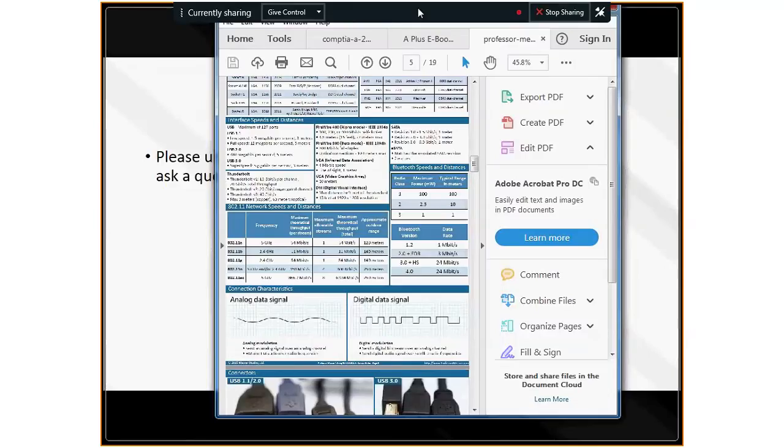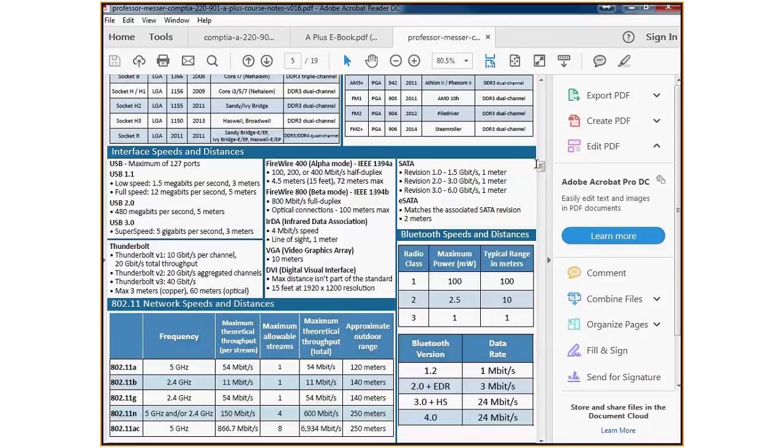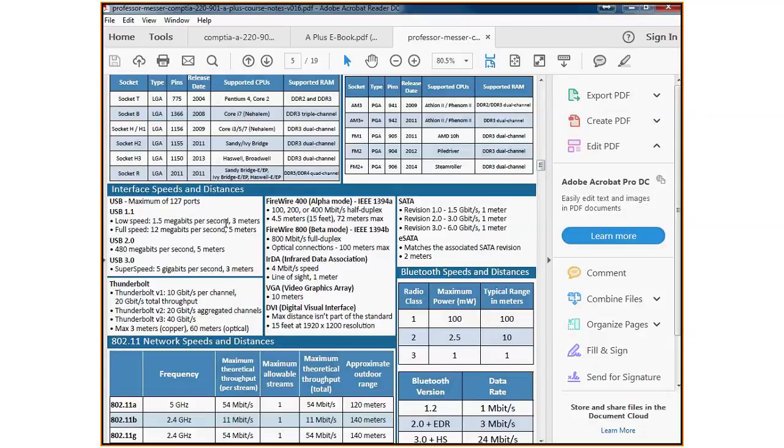Okay, here. You can't look at my screen, Miss Linda, but I have Professor Messer's PDF. So USB had a maximum of 127 ports. One computer could daisy chain or connect up to 127 USB devices. It may come with one or two USB ports, but you could buy adapters and daisy chain all those up to 127 devices. Now it was USB 1.1, USB 2.0. With 1.1, the fastest it could go was 12 megabits per second.